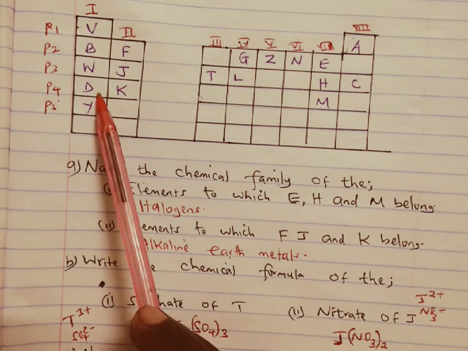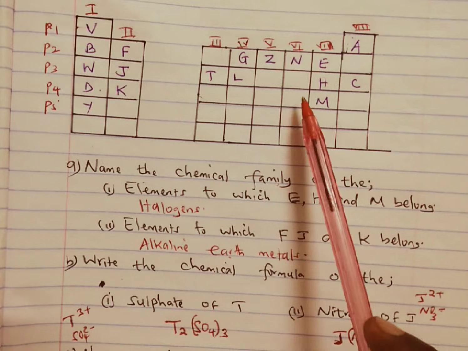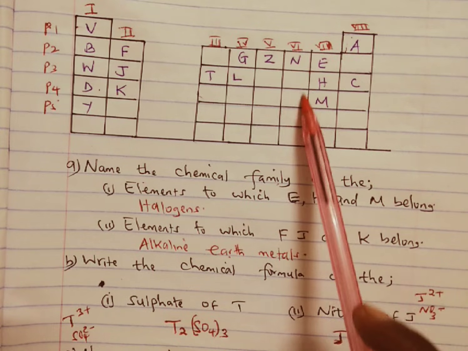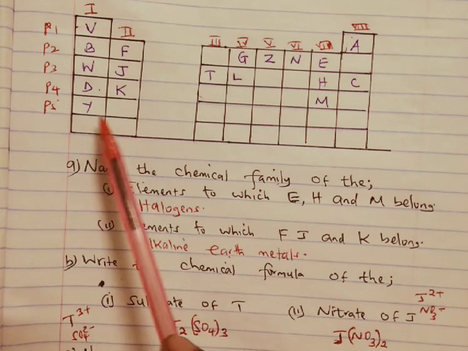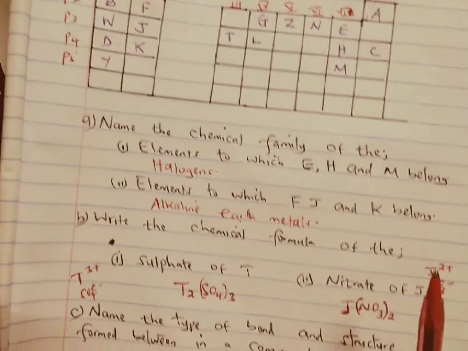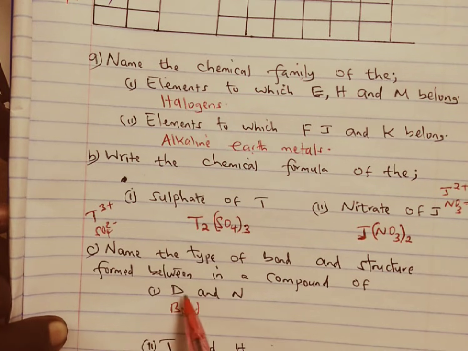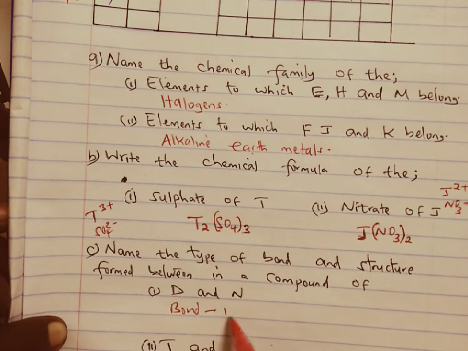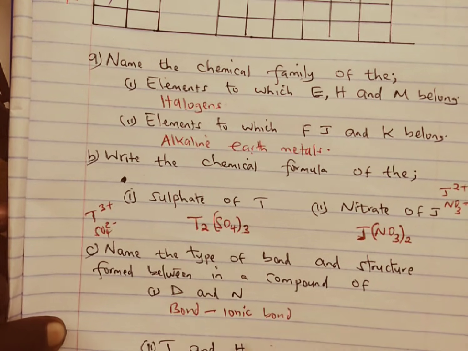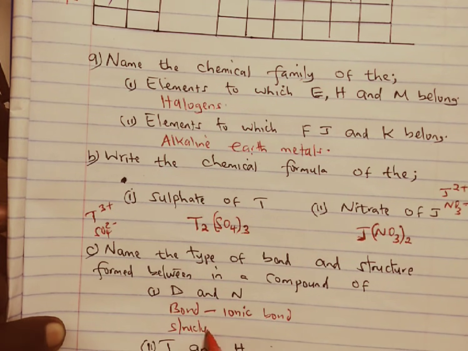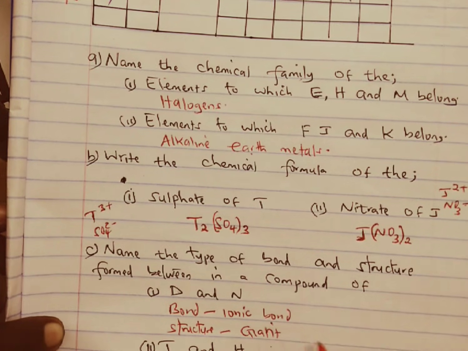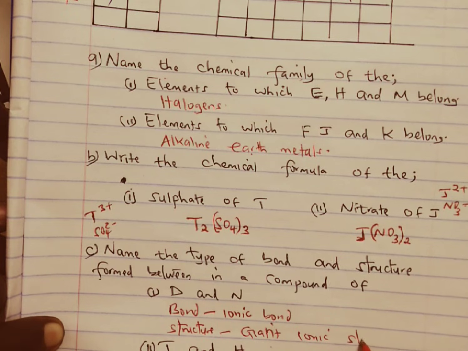When you look at D being a metal, then N being a nonmetal, the reaction between a metal and a nonmetal produces an ionic compound. So the bond between a metal and a nonmetal is ionic bond. Then now the structure. Ionic compounds form giant ionic structures. It is giant ionic structure.